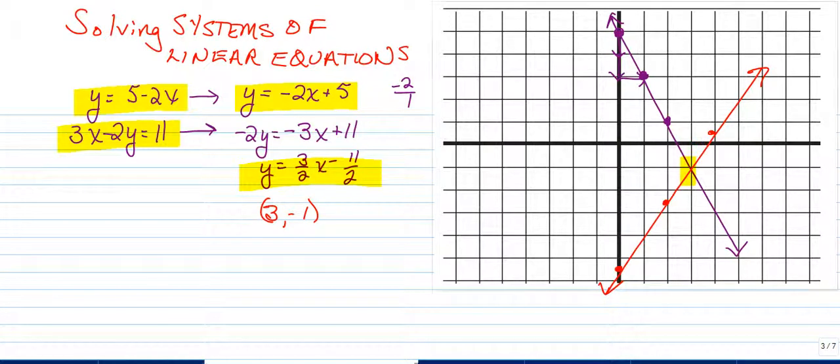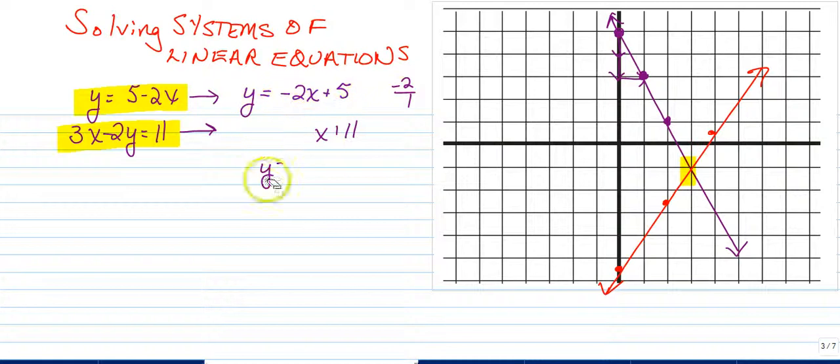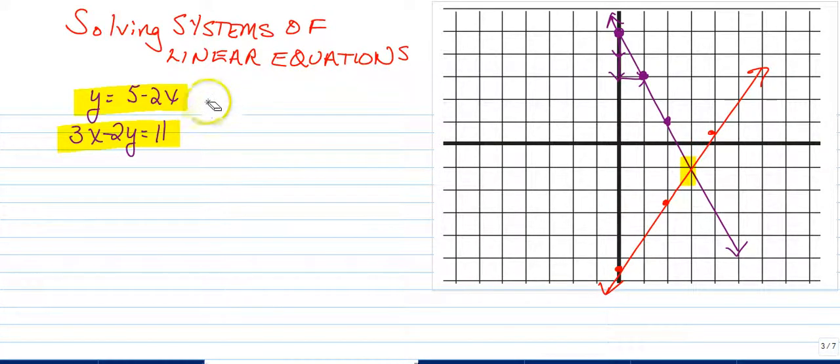And the first one will be what's called the substitution method. So I'm going to erase some of this stuff up here and go back to my original 2 equations. The substitution method means you get either variable, x or y, by itself in either equation. Since the first equation has y by itself, or it's solved for y, we know that y is equal to 5 minus 2x.